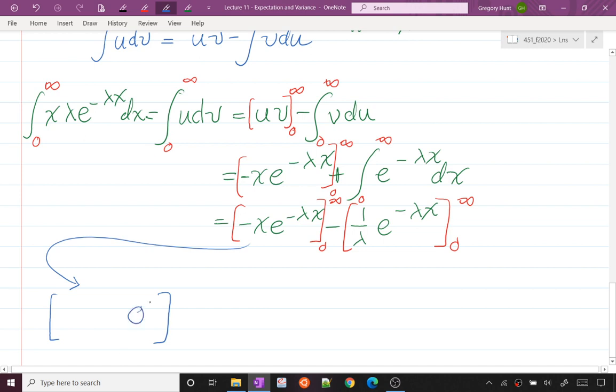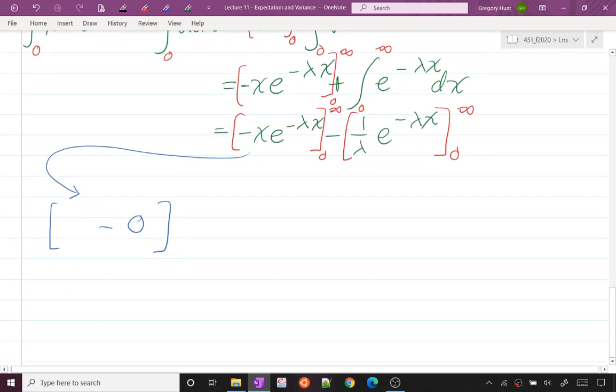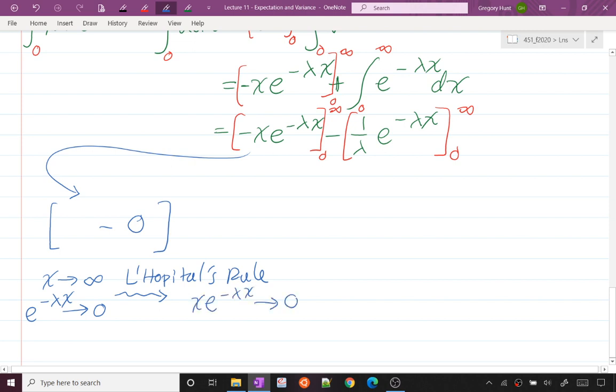When x is 0, of course, the whole thing is 0, right? It's 0 times something, 0, okay? What happens when I send x to infinity? Well, x goes to infinity, but e to the negative lambda x is going to go to 0, since lambda is positive. So if I multiply them, I'm going to get this indeterminate 0 times infinity, right? There's not an easy limit. What we have to use is L'Hopital's rule, and you'll see that x e to the negative lambda x goes to 0.